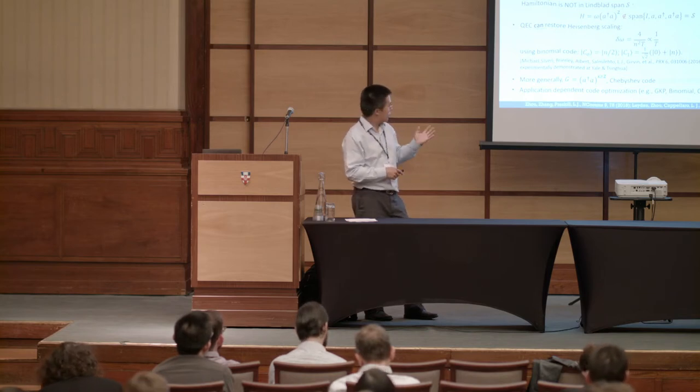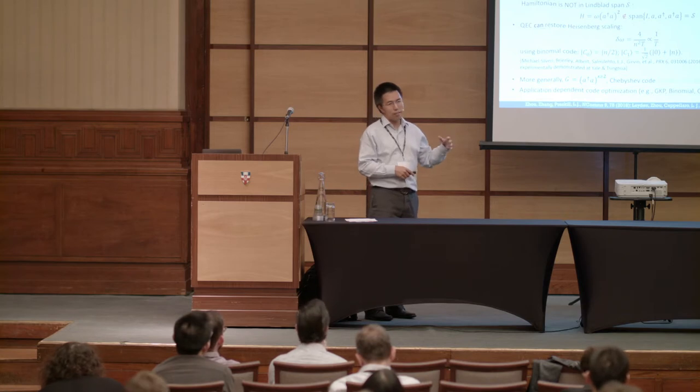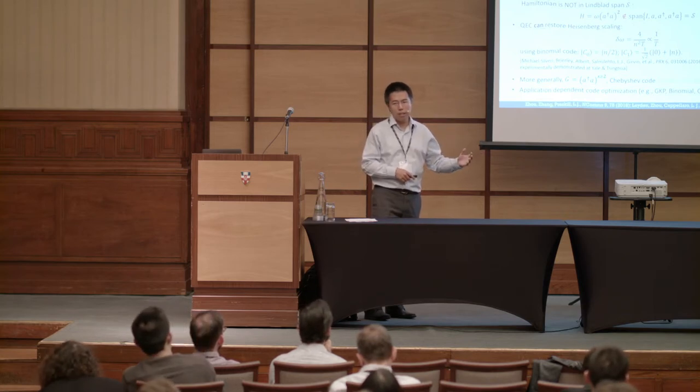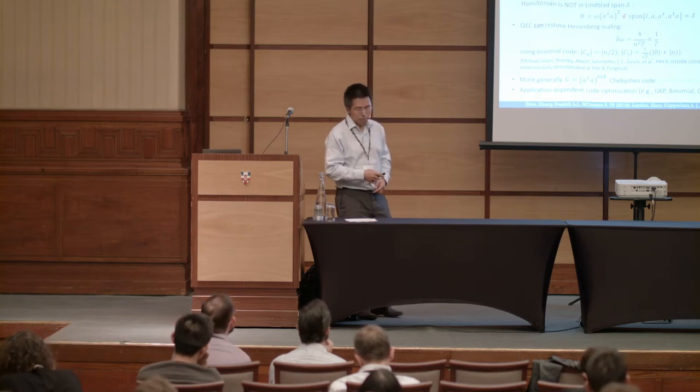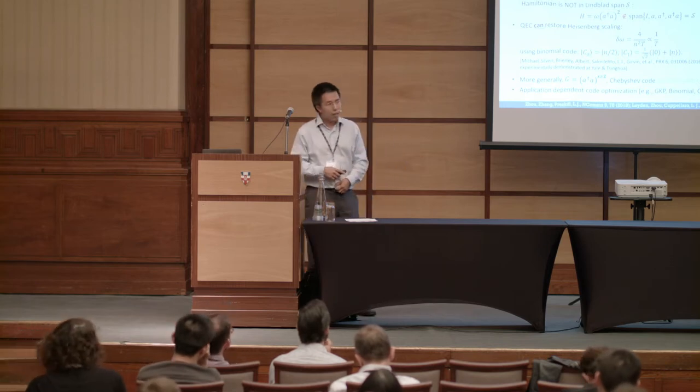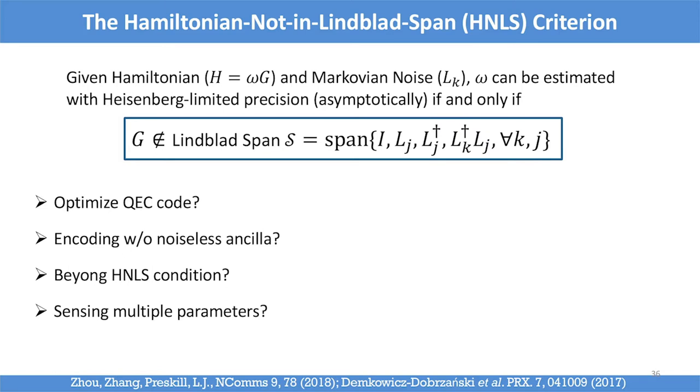Yeah, because in this setting, besides error correction, you have another criterion: you want to sense the signal, and that actually plays an important role in the design of the code. So now we've talked about this condition of the Hamiltonian not being in the Lindblad span.